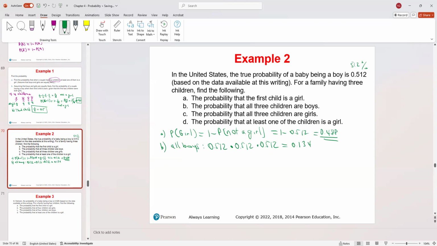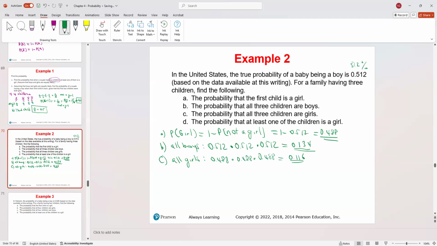Now, what they ask you to do next is the probability that all 3 are girls. But we already know the probability of girls. So the first one is 0.488, the second one is a girl is 0.488, the third one is a girl is 0.488. When you multiply all these 3 together, it gives you 0.116, 11.6% that all three children are girls.